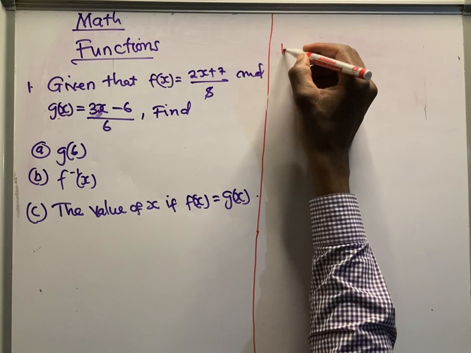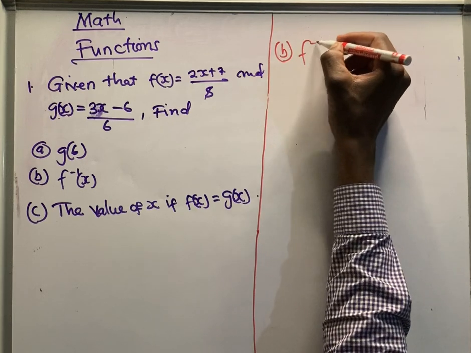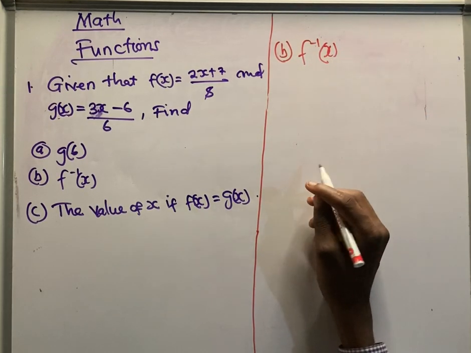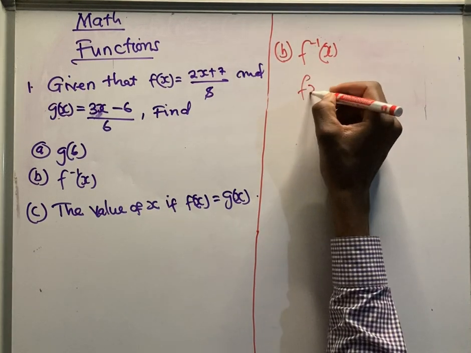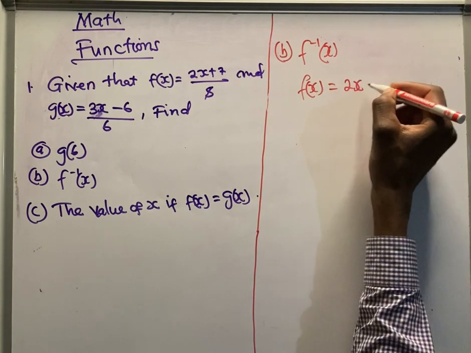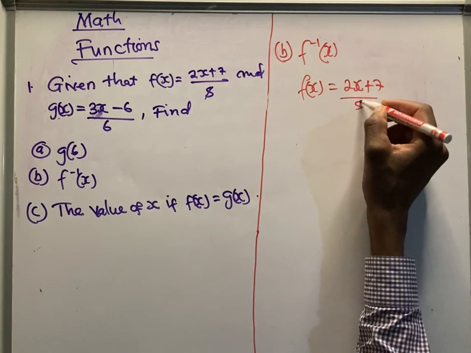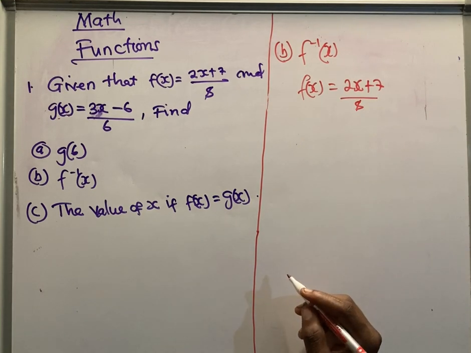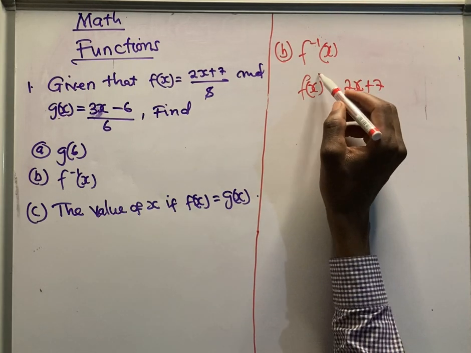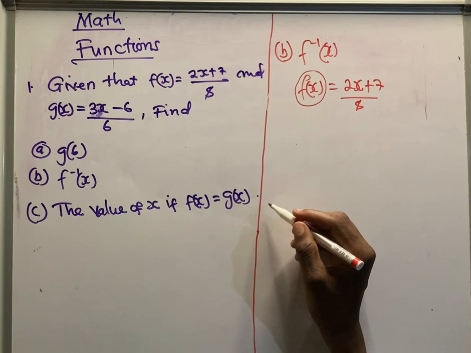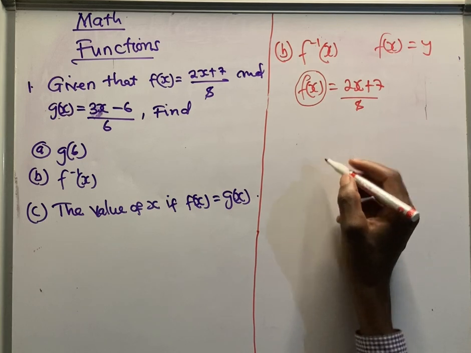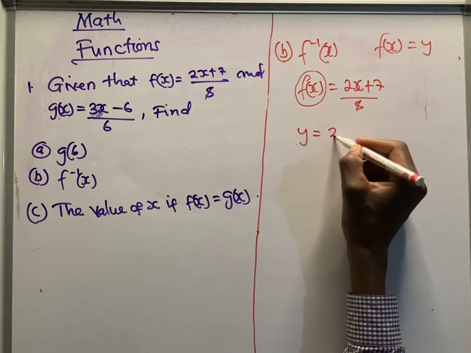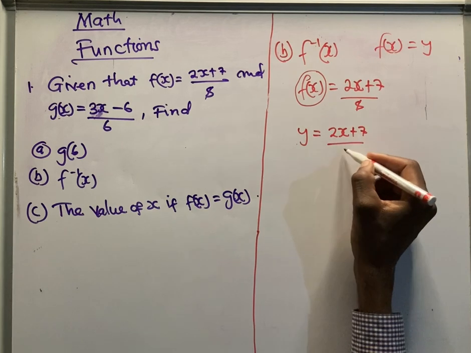Okay, we go to B. In B, we have f inverse of x. So we are using the f function in this case. We have been told that f of x is equal to (2x + 7) over 8. Now we want the f inverse of x. To find the inverse function, we substitute f of x with y. So we have y is equal to (2x + 7) over 8.